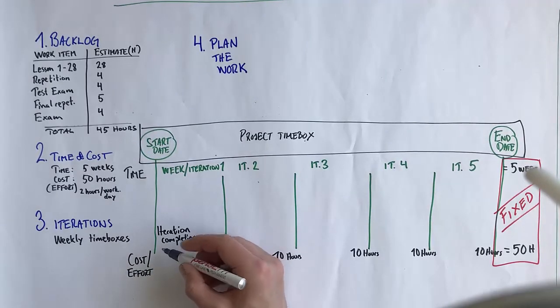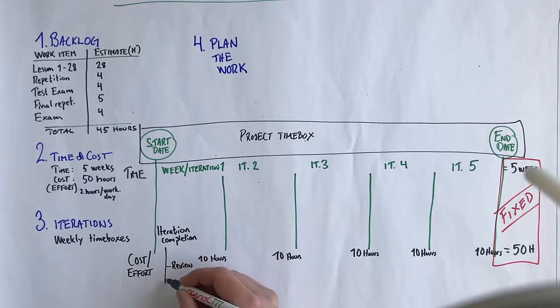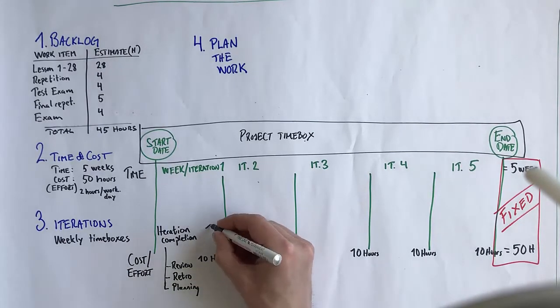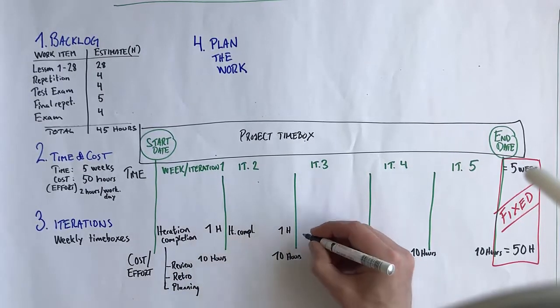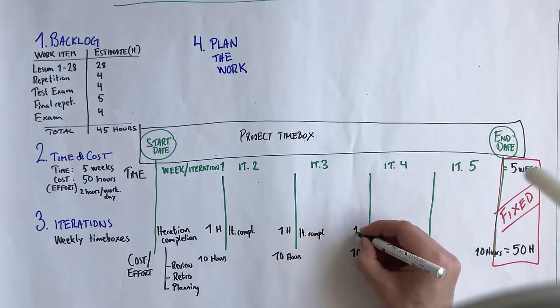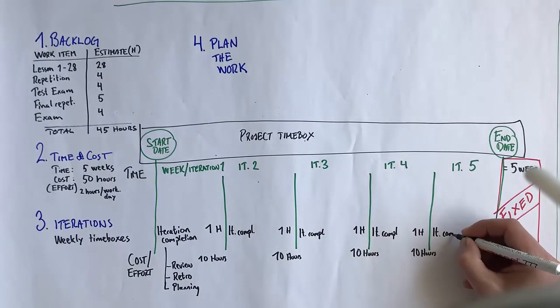When we finish an iteration, we need to do 3 things. We need to review what we did according to the plan we had. Did we finish everything? We also need to do a retro and find out, can we work smarter in the next iteration? And the third thing we want to do is, of course, to plan the next iteration in detail. Now, how long is that all going to take, you may ask yourself? Well, it could take whatever time you wanted it to.